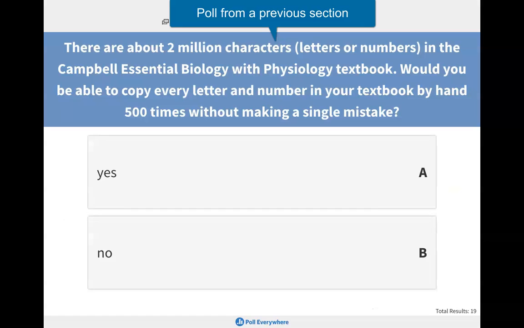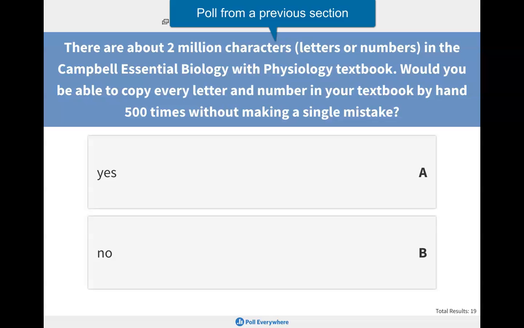Okay, poll. There are about 2 million characters, letters or numbers, in your Campbell Essential Biology with Physiology textbook that I assigned you guys for this semester. Would you be able to copy every letter, every number in your textbook by hand 500 times within a reasonable time frame without making a single mistake? Yay or nay?